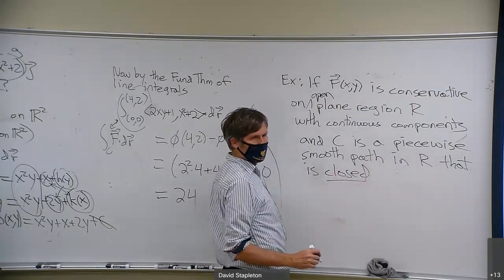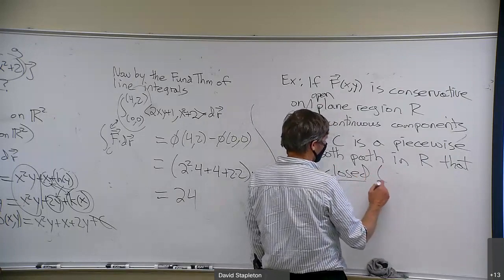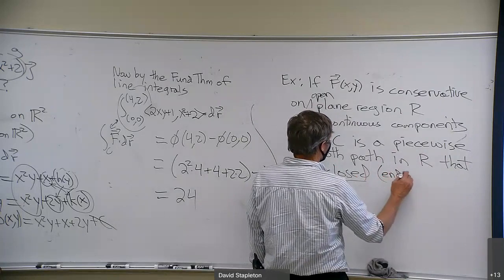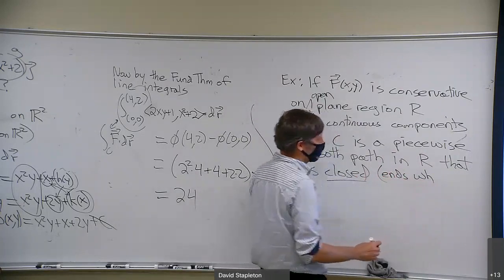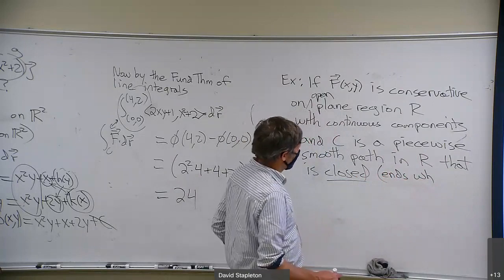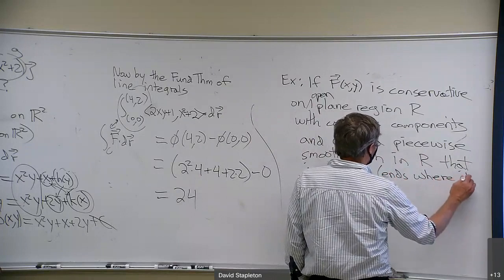I'll do it all the way around. It means it ends where it begins. So it goes in a big loop. It might cross itself, but it ends where it begins. A simple closed curve is a curve that doesn't intersect itself. It's closed. I think we mentioned that before.